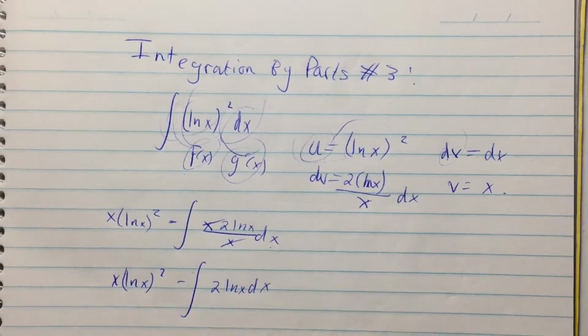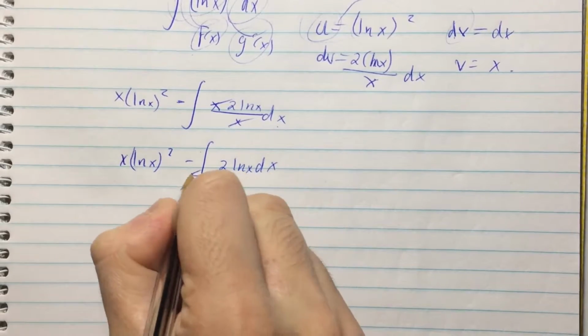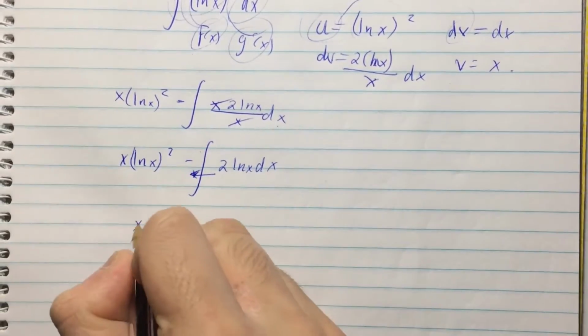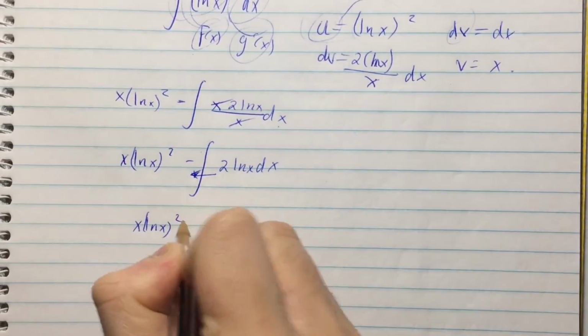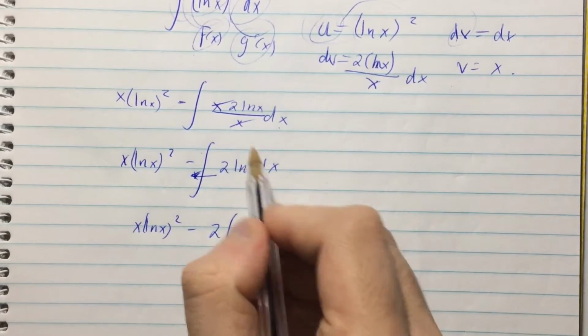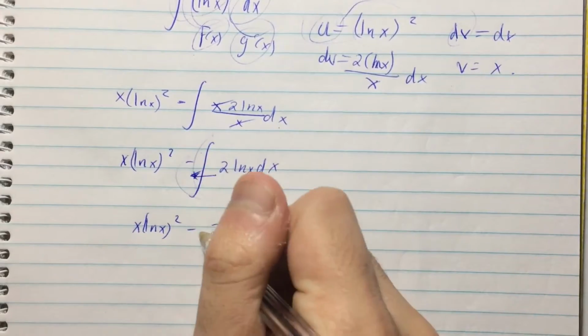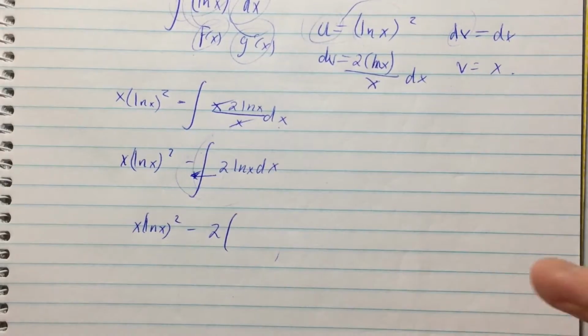Now we do integration by parts again. And the reason why is we can't integrate ln of x. So I'm going to bring the 2 out the front, and I'll show you exactly why. So it's x ln of x all squared minus 2 bracket, because I know that I'm altering this integral, which means that I'm doing integration by parts again. So this minus sign is going to apply to this integration by parts problem again.